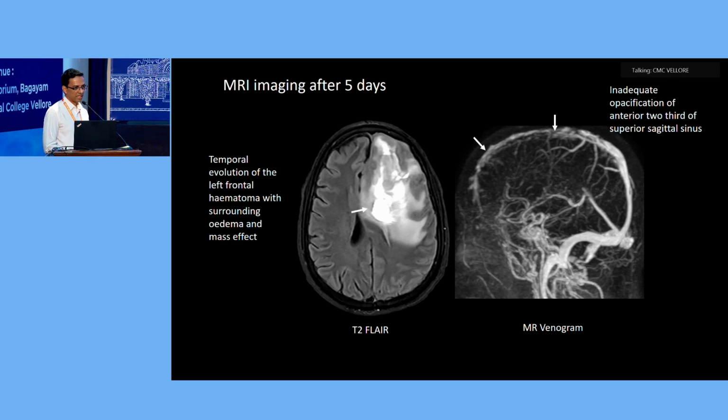This is the imaging done after 5 days. We can again see a lot of edema involving the left frontal lobe. Some midline shift has occurred, and the venogram demonstrates filling defect within the superior sagittal sinus.